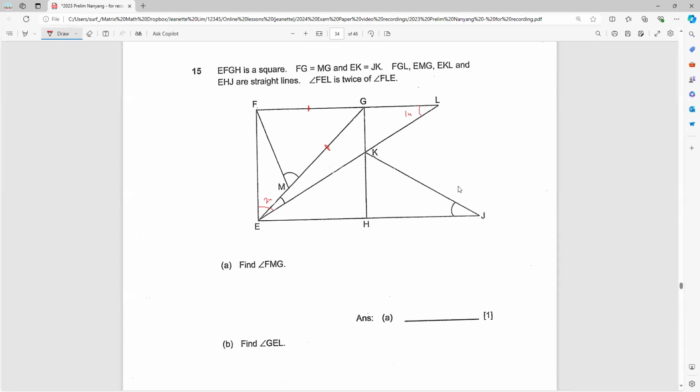To find FMG, we use the isosceles triangle. Since this is a square and you cut it diagonally across, this is half of 90. This is actually 45 degrees, half of the right angle. So angle FMG is 180 degrees minus 45 degrees, then you divide by 2, because these are the 2 base angles that are equal in the isosceles triangle. So this is 67.5 degrees.